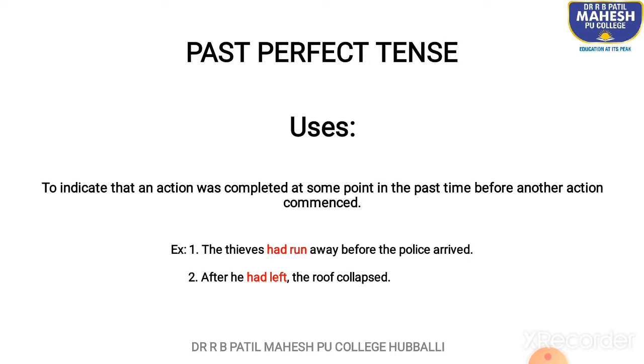So we use past perfect with the first action because it took place before the other one took place. So after he had left, past perfect had to be used, and the third form of the verb, that is past participle. After he had left, the roof collapsed. Okay, so this is what past perfect tense is all about, in simple terms.